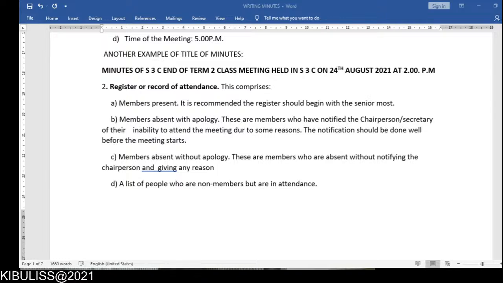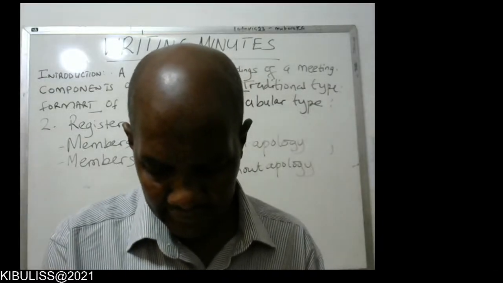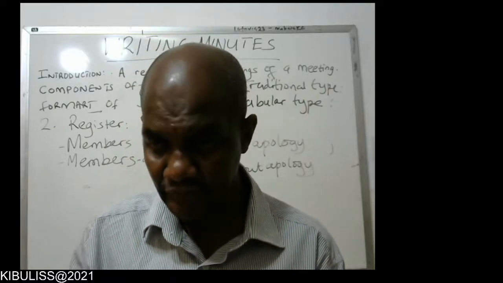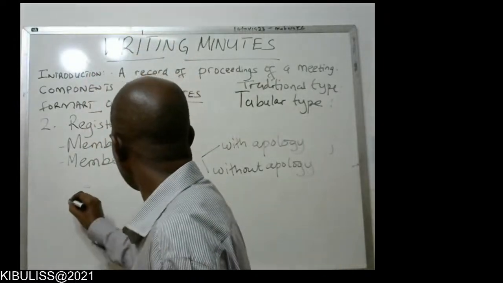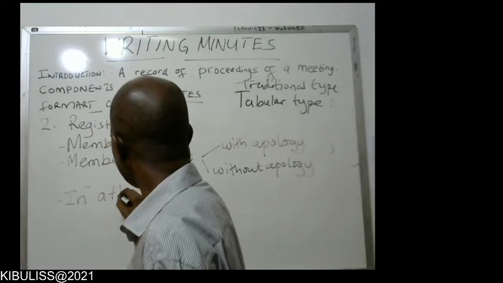Then in the same section under this membership, we have members who are absent without apology. These are the indisciplined members who are simply dodging, and the secretary will record them as members who are absent without apology. Then lastly, sometimes, I'm emphasizing sometimes but not always, we have what we call members who are in attendance.